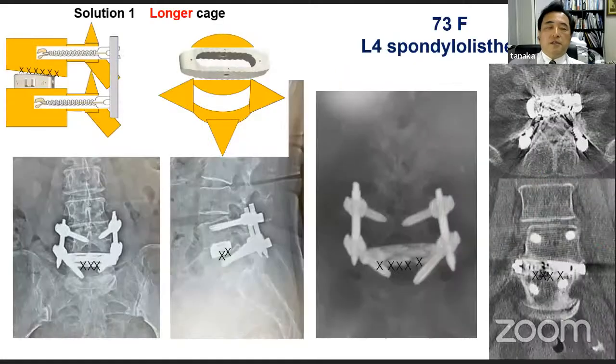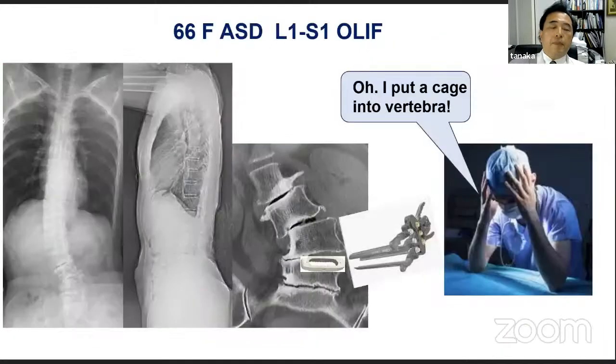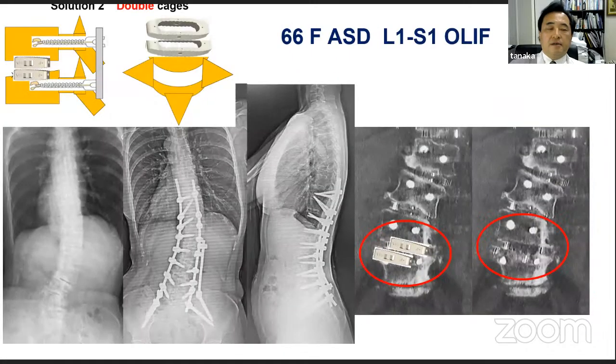So for salvage, one option is to put in a longer cage like this. Another problem is that sometimes you put the cage into the vertebra. If you look at this, one cage is in the vertebra. In this situation, I put a dual cage like this for salvage.